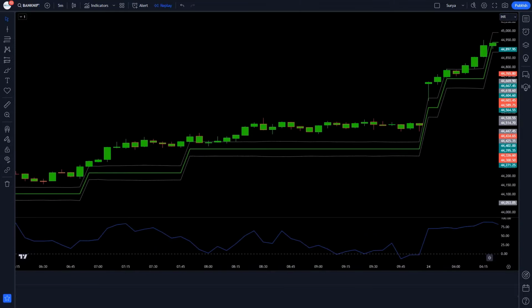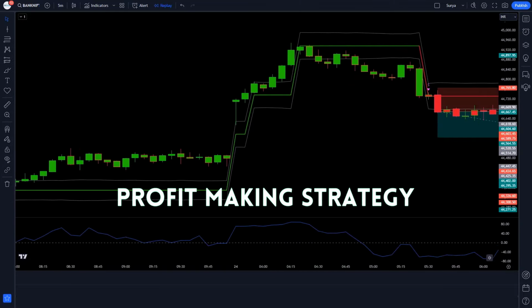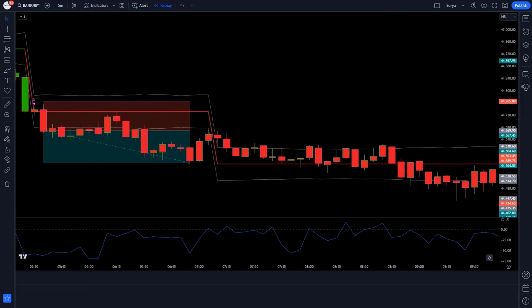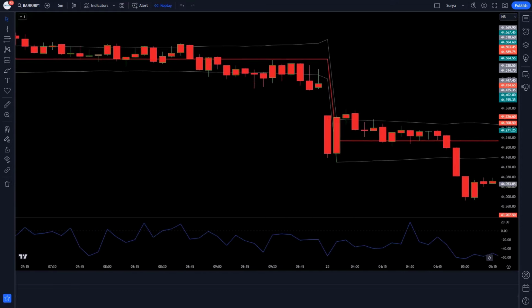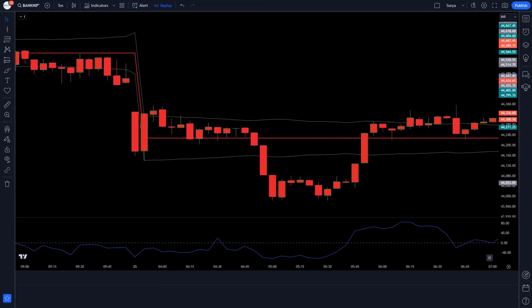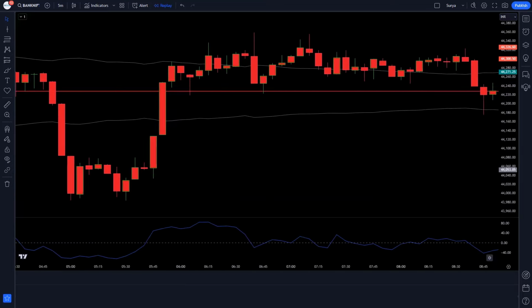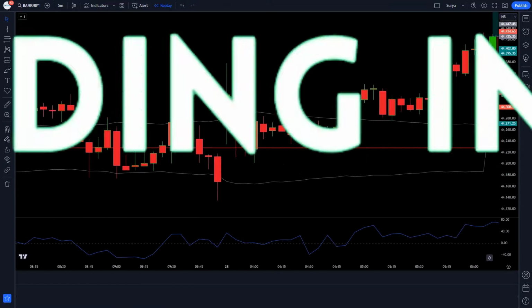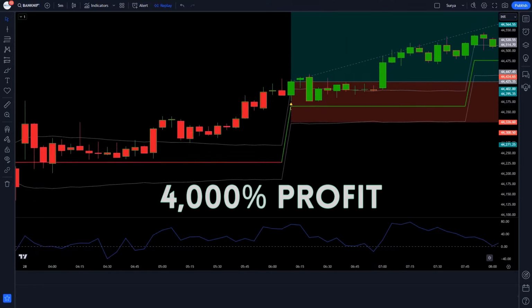Hey guys. Here is the ultimate profit-making strategy. A trading indicator that will blow your mind. Are you tired of working long hours for minimal profits? Are you looking for a way to make money while you sleep? Well, look no further. Here is the free trading indicator that has generated a whopping 4,000% profit.